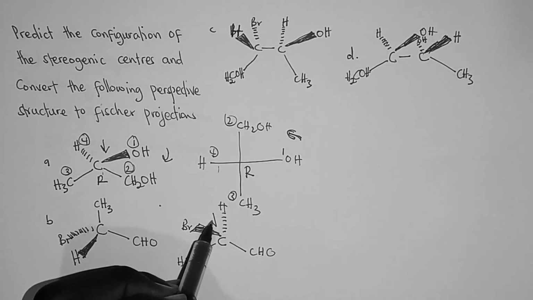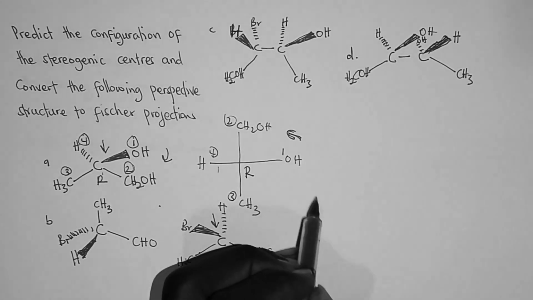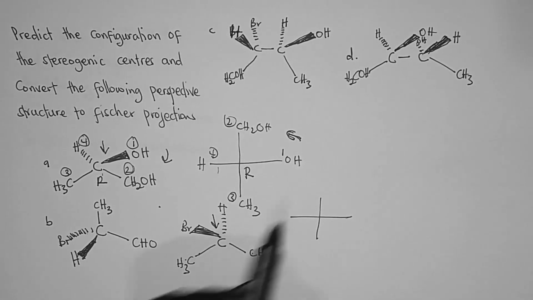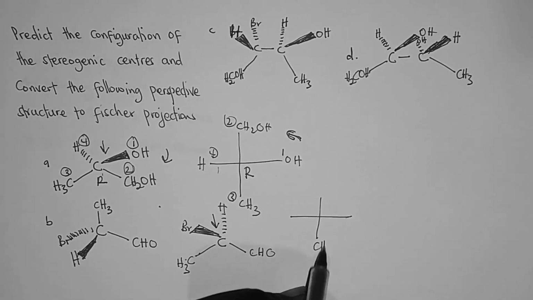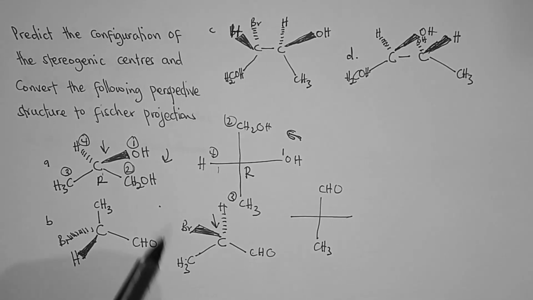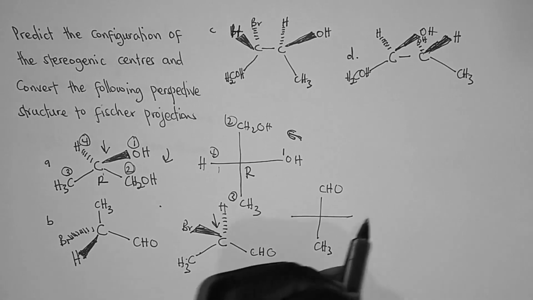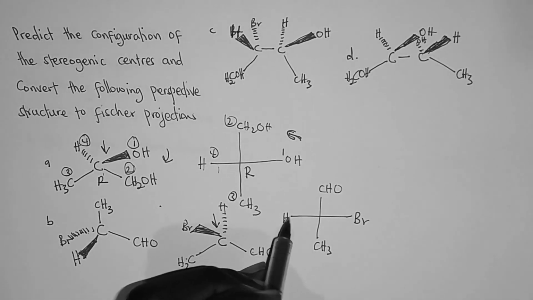So we'll put our eyes here and look from this side to this side. So let's draw the Fischer projection here. So you see that the CH3 will be at the bottom here, and then the CHO will also be here. Then our right eye will be looking at the bromine, and our left eye will be looking at the proton.